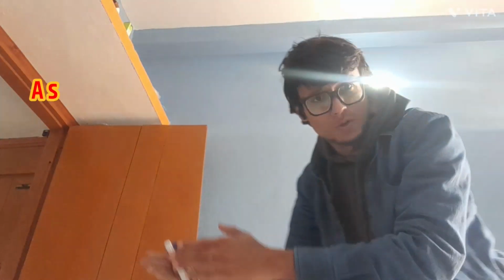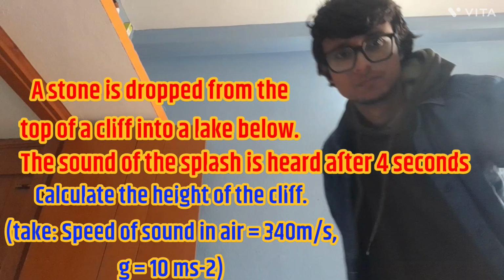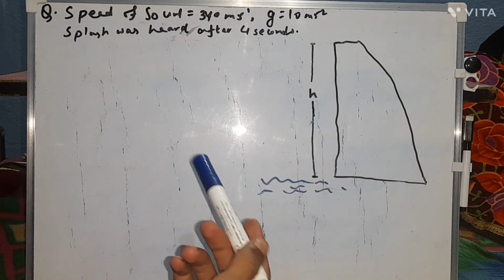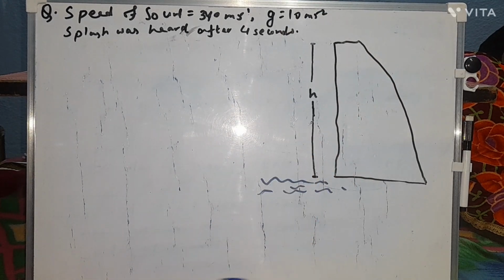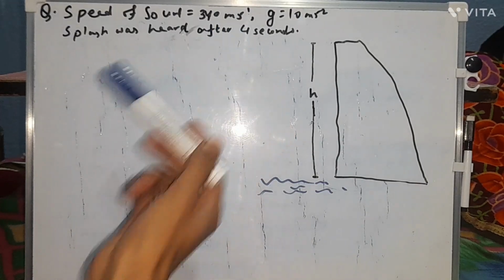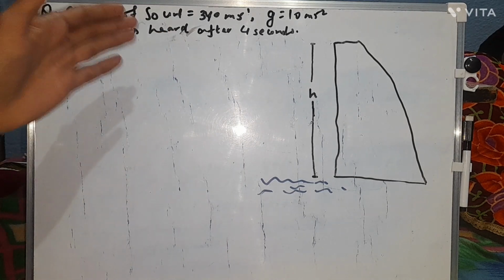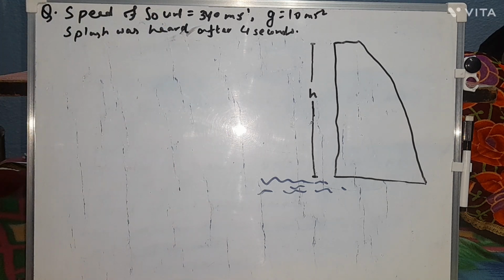Okay, so here the question goes. There is a cliff, and we have assumed the height of the cliff to be h. A stone is just dropped from the cliff into the water, and the sound of a splash was heard after 4 seconds. Also, it is given in the question that the speed of sound in air is 340 meter per second and the gravitational acceleration is 10 meter per second square.